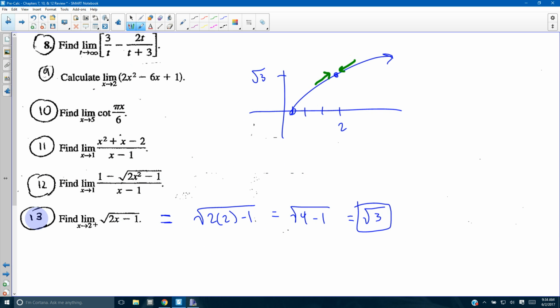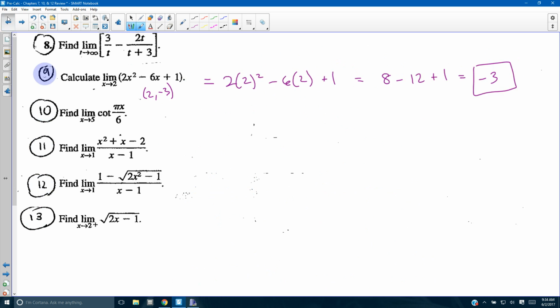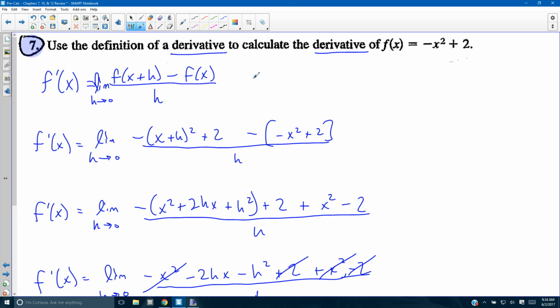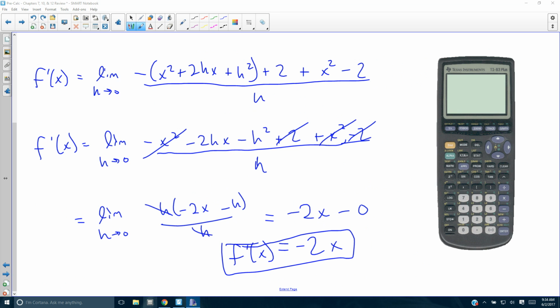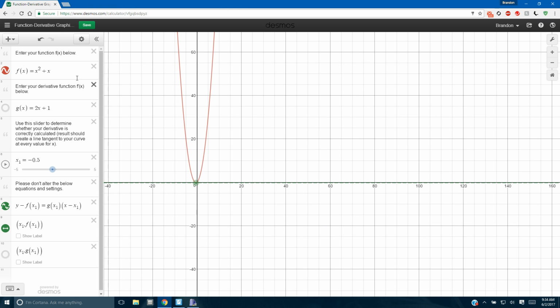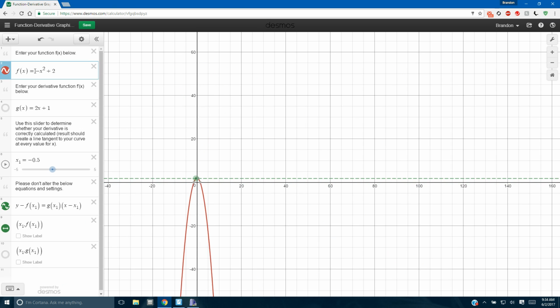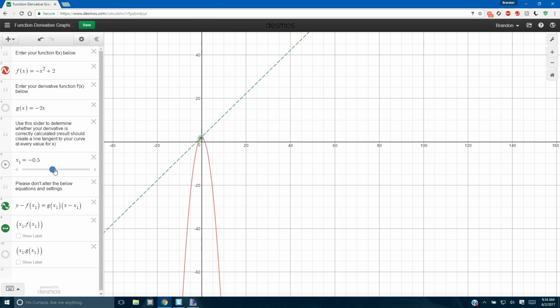The derivative one was this one right here, negative x squared plus 2, and the derivative was negative 2x. So let's try Desmos, not the calculator. Negative x squared plus 2, I think it was, and negative 2x right here. If we want this to be tangent correctly, I can move the slider, and this should run tangentially. If it doesn't, there's something wrong. If it does, there's something right, which is good. Looks like this is sliding appropriately as well.